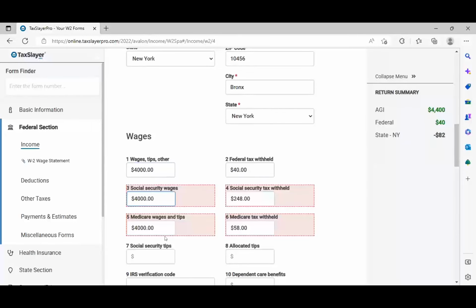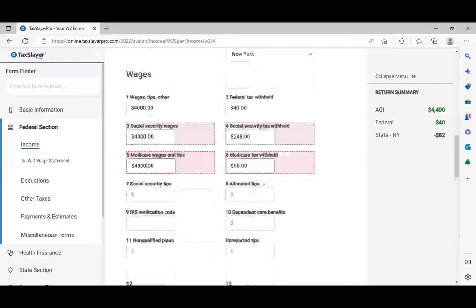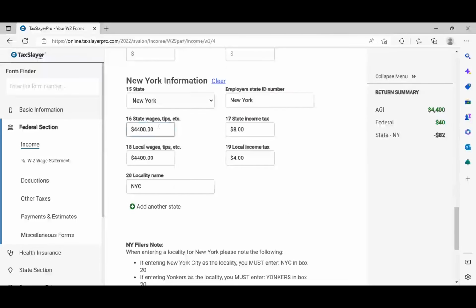4,000. And as you can see, again, TaxSlayer is automatically calculating what's in boxes 4 and 6. It is straight calculations. This number is 6.2% of this number. This number is 1.45% of this number. Again, TaxSlayer is automatically calculating. Once again, compare these numbers to what the W-2 says. And if there's a substantial difference, let us know. Okay. Once again, let's put it back at 4,000.